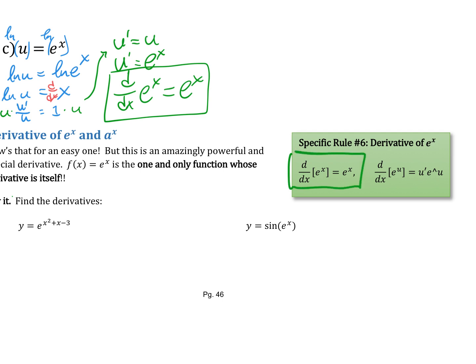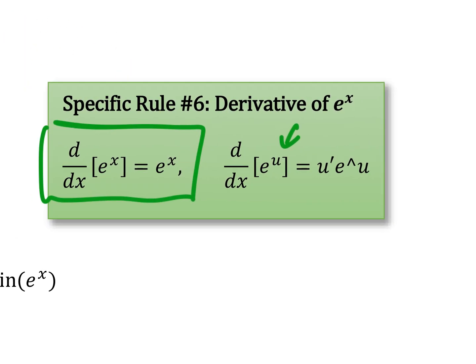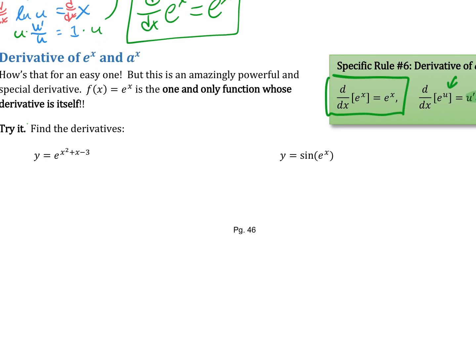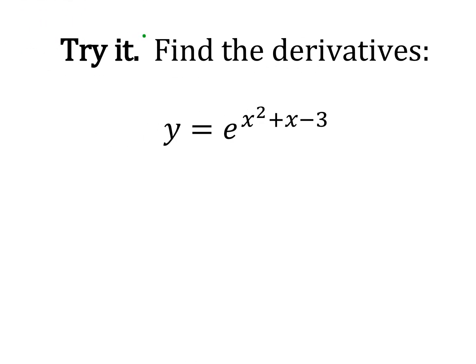Or if we have a function up here, we've got to use a chain rule. Then we have u, the derivative of the inside, which is u prime, times e to the u. So that's just the chain rule. So the second one's just the chain rule, the first there.